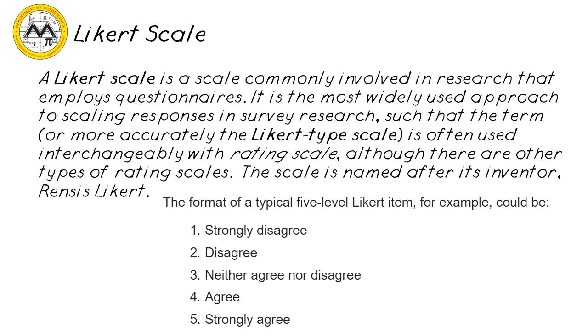So, an example of a Likert scale would be 1, 2, 3, 4, 5: strongly disagree, disagree, neither agree nor disagree, agree, and strongly agree. It can be 1, 2, 3, 4. It can be 7 point. So, these are different Likert scales available.